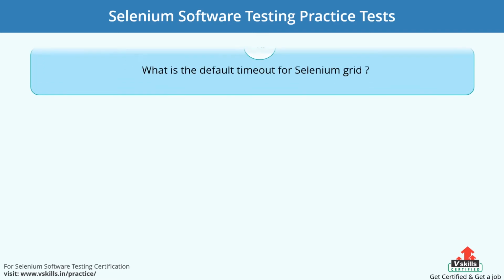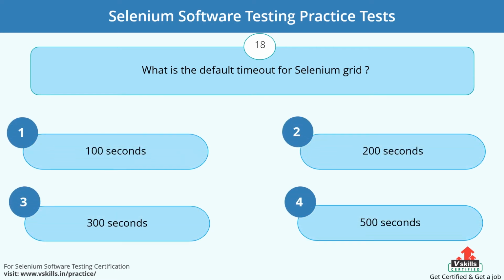Question number 18. What is the default timeout for Selenium Grid? The options are A. 100 seconds, B. 200 seconds, C. 300 seconds, D. 500 seconds. The correct answer is option C.